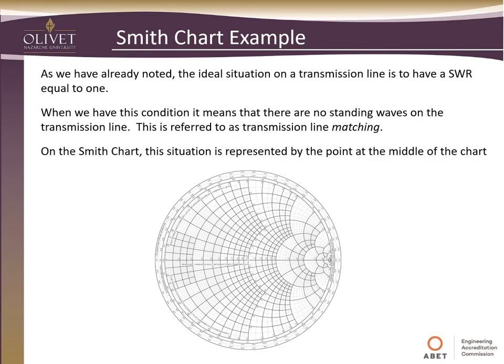So that brings us to another idea. As we've already noted, the ideal situation on a transmission line is to have a VSWR of 1. And so again, that corresponds to where that dot is on the Smith chart, the center of our Smith chart. So when we have this condition, it means there is no standing wave on the transmission line. So you'll hear this referred to as the line being matched. If we have a perfectly matched line, then we have no reflection, and that's when we're going to get our maximum power flow on the line. So there'll be no interference. So on the Smith chart, this situation again is represented by the point in the middle of the chart.